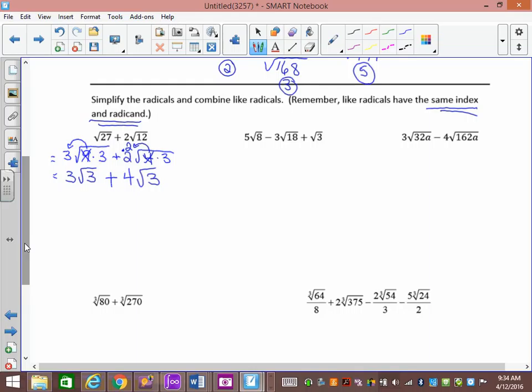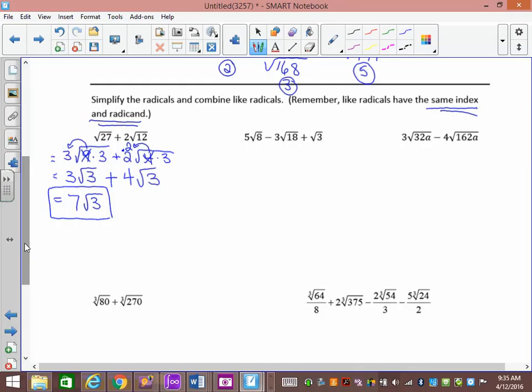The new part, the grade 11 part, is adding them. And now I can actually add them because they both have root 3s, right? So just like if I had said 3x plus 4x, you'd tell me that's 7x, right? So 3 root 3 plus 4 root 3 is 7 root 3s. So same rules as polynomials. Just the root 3s are like x's, okay?